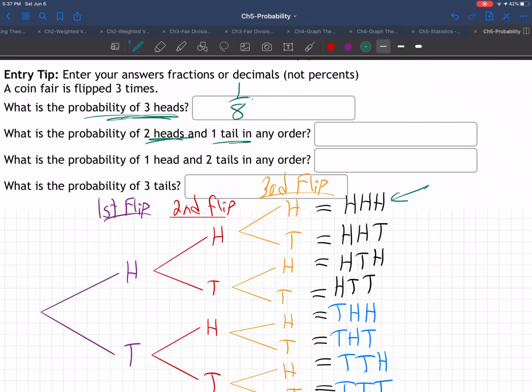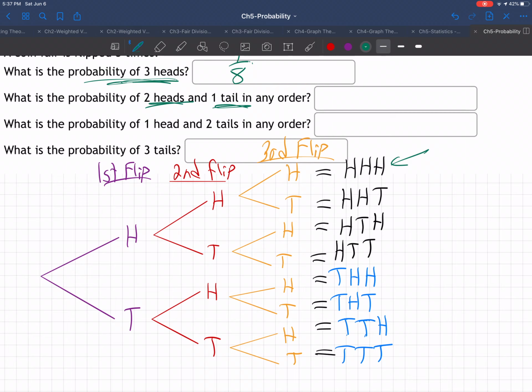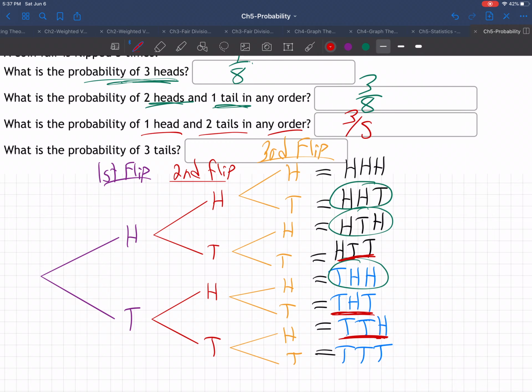What's the probability of 2 heads and 1 tail, any order? Okay, so that'd be 2 heads and a tail, 2 heads and a tail, 2 heads and a tail. So it would be 3 out of 8, wouldn't it? And now 1 head and 2 tails. So 1 head, 2 tails is here, 1 head, 2 tails is there, and 1 head, 2 tails is there. Any order, right? So 3 out of 8 for that also.